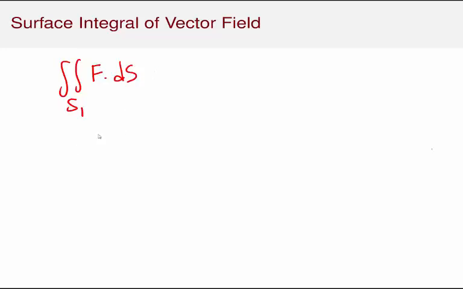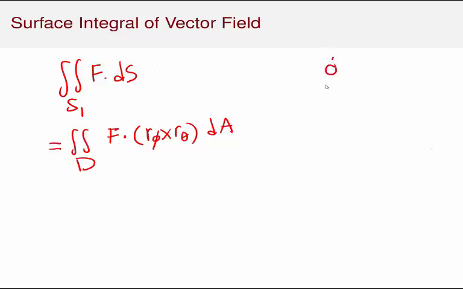Using the vector function r, this can be converted into a double integral over the parameter domain D of the dot product of our vector field F and r phi cross r theta. This vector is chosen because we are interested in the upward pointing normals. But remember, the parameter domain D is given by the intervals for the parameters phi and theta.